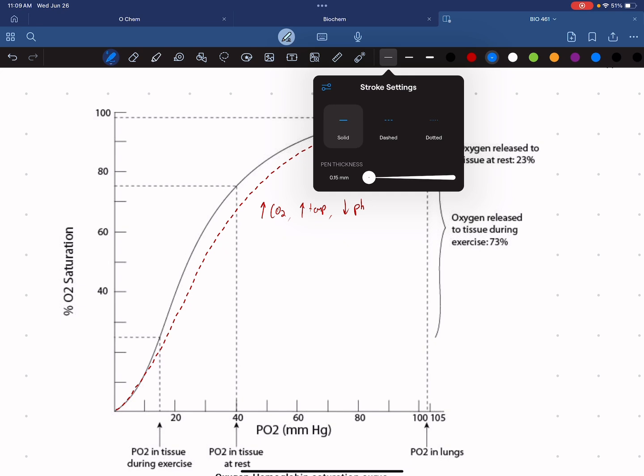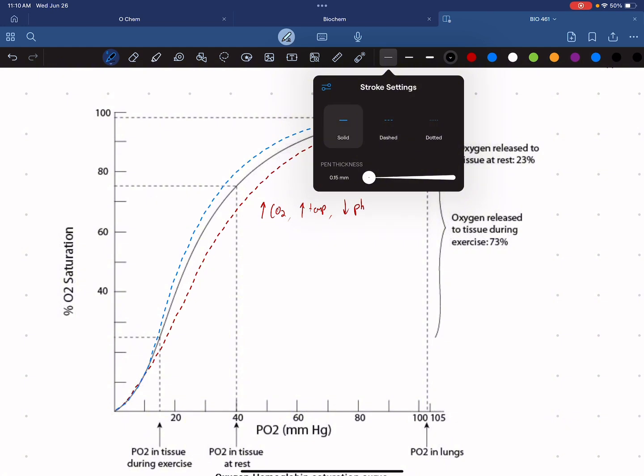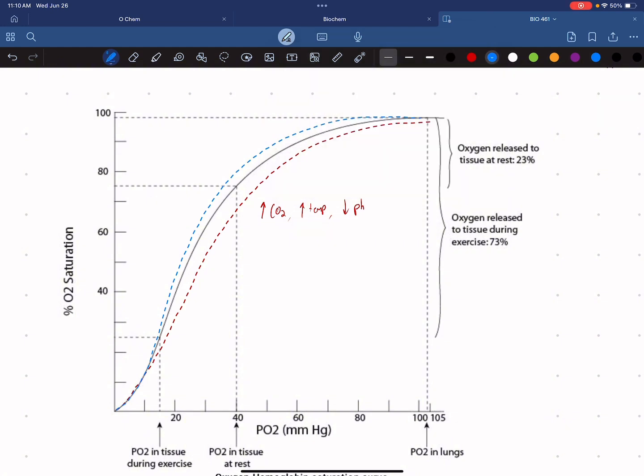In contrast, we can also have other shifts that happen to this graph that can be to the left. Drawing this here in blue, we know that these shifts can happen for the opposite reason. So if we have decreased CO2 levels or a decrease in temperature with an increase in our pH, or alkalosis, then we will see this shift change. We will have less oxygen per hemoglobin if we're shifting to the left, which can be clearly seen throughout these different circumstances that cause this shift in this graph.